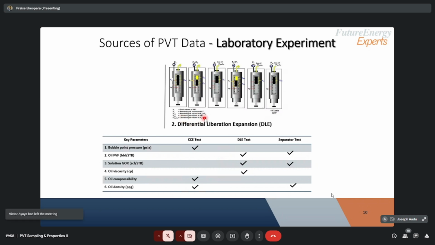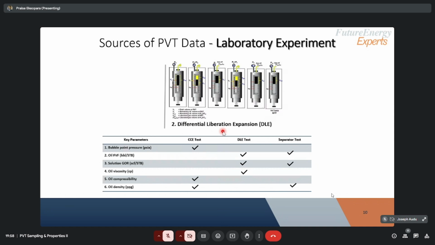So it has its own unique characteristics, right? So the idea is that what the differential liberation expansion test wants to achieve is that it wants to analyze the behavior of our crude oil from saturation point down to maybe the surface condition, whereby we know that all the gases, we are sure the gases must have left, right? So we want to model that scenario from the saturation point down to the point where we are sure that all the gases must have evolved from the oil. So we want to see what's the behavior of our oil.